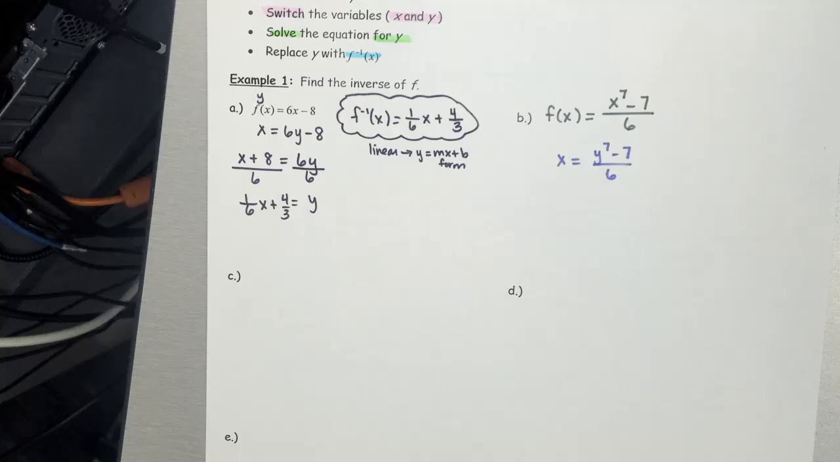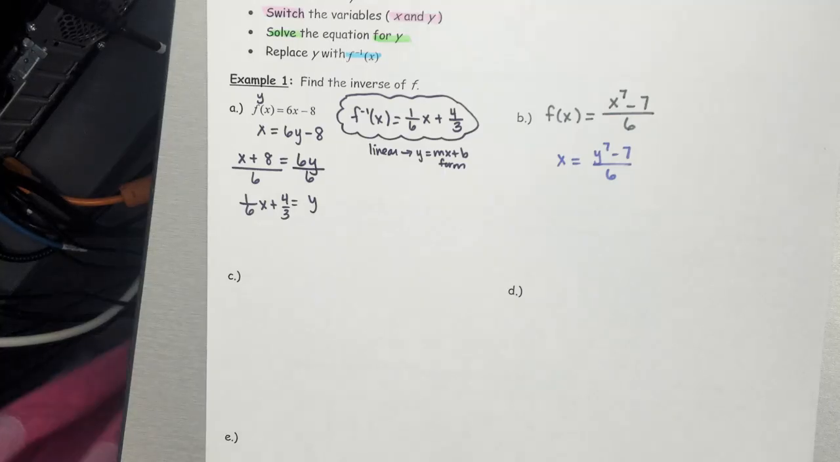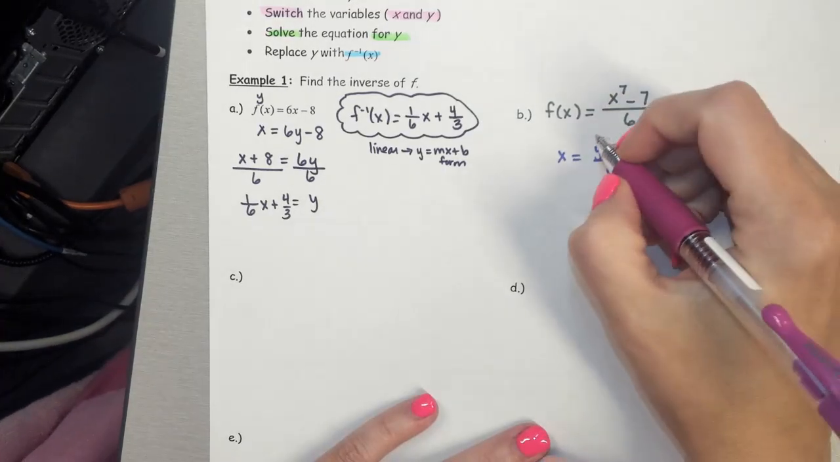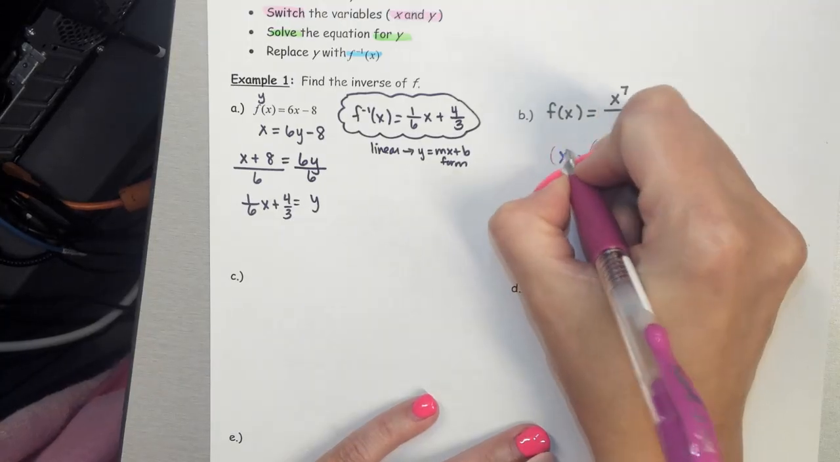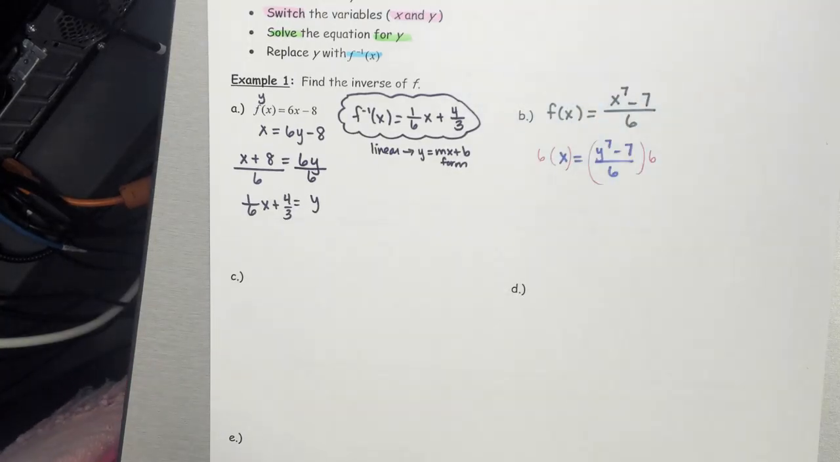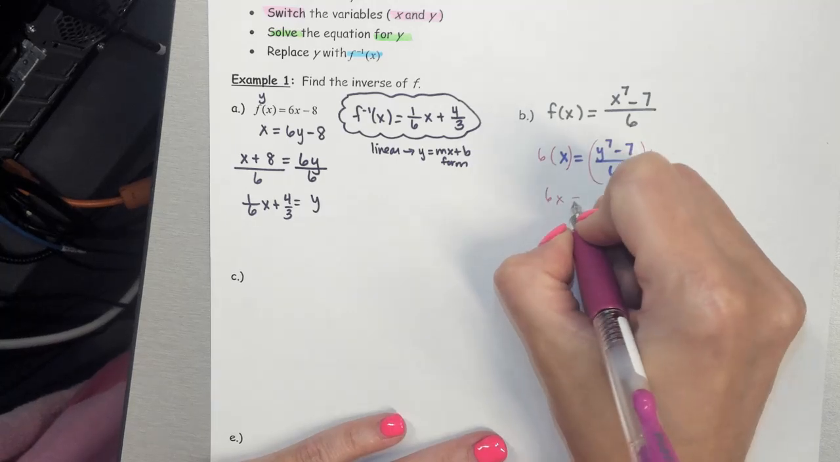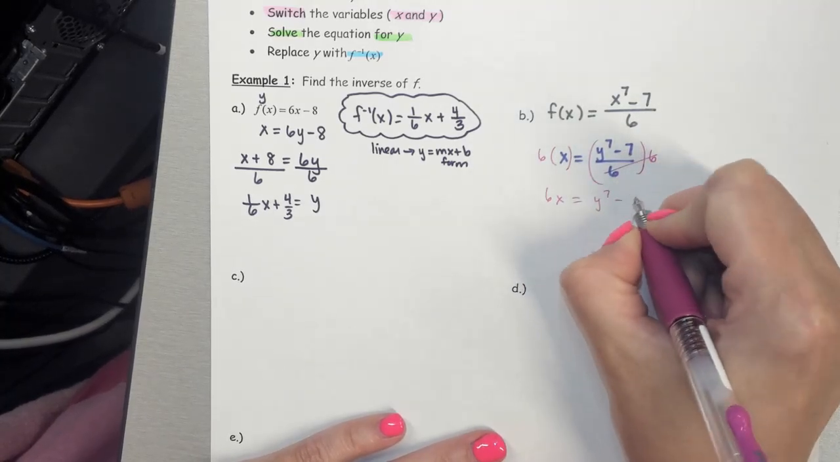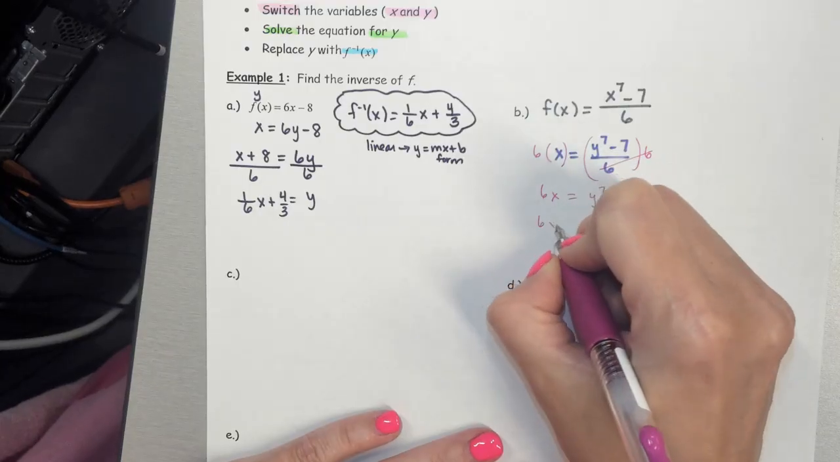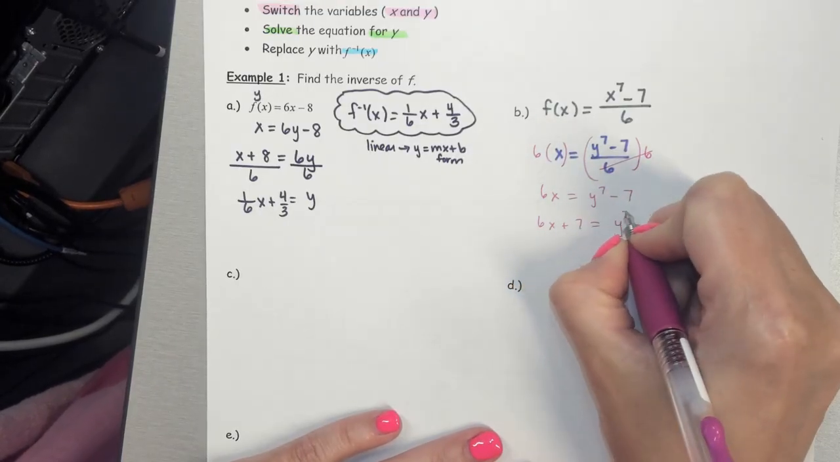All right, so when you are deciding what to do here, if you have division, then you are going to want to multiply. Again, I just need to see that step. Your work for these is the solving. That's what we want to see here. So show that you're going to multiply both sides by 6. Then you have 6x is equal to y to the 7th minus 7. I'm okay if your next step is just plus 7 equals y to the 7th.